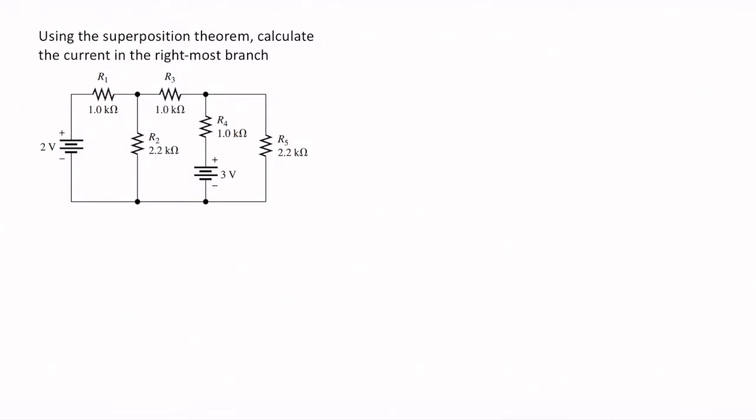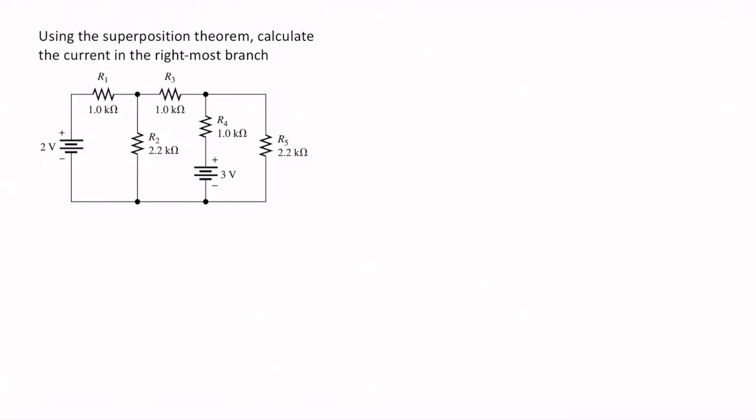This means that if we want to calculate the current through R5, we need to replace the 2-volt source with its internal resistance and then solve for the current through R5, and then replace the 3-volt source with its internal resistance and then solve again for this new current through R5. Then we add those two currents together, which were obtained from two different approaches. That's what the superposition theorem states.